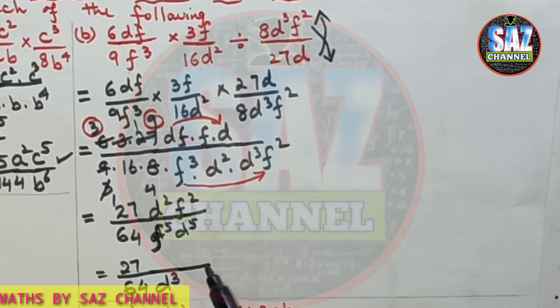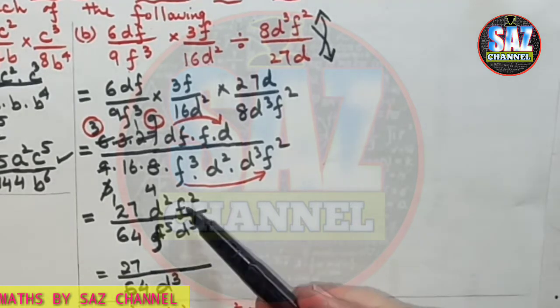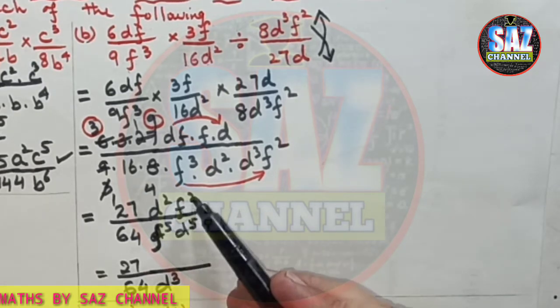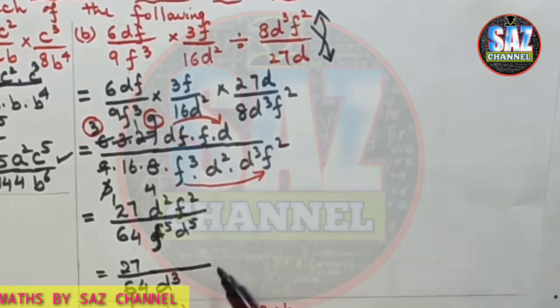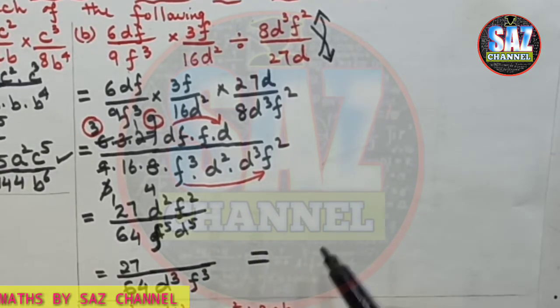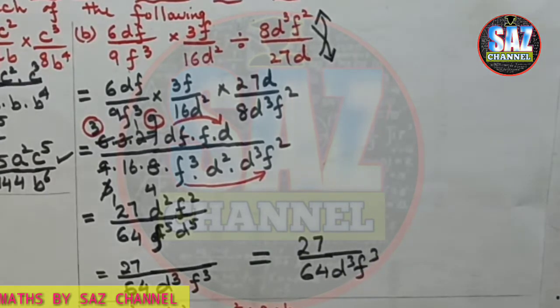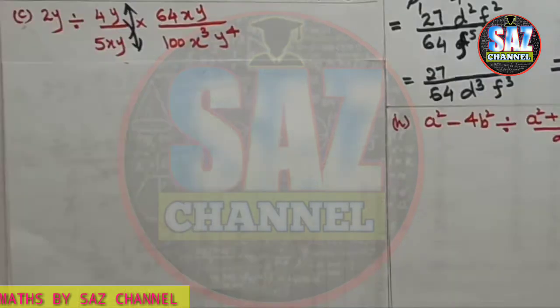And if we look at F terms, we can see that F square upon F5, so I have to bring the smaller index towards the larger index, and it will become F5 minus 3, F5 minus 2, F3. So the final answer will be 27 by 64 D cube and F cube. I hope you are clear about this question. Let's move to the next part of the question.